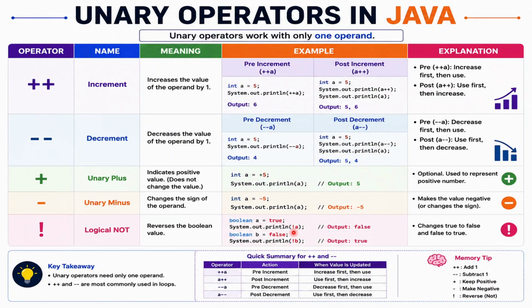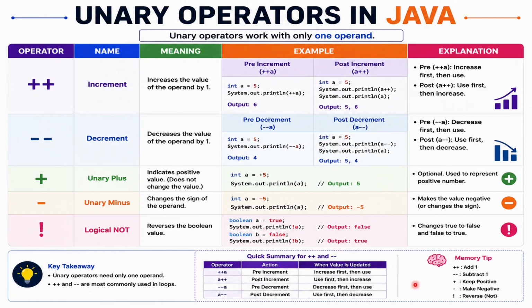System.out.println, if we apply not of a, it will become false, and similarly if we apply not of false, it will become true. So quick summary for increment and decrement operator. We have operator, we have action, and when the value is updated. In pre-increment, it increases first then uses. In post increment, it first uses then increases. In pre-decrement, it first decreases then uses. In post decrement, it first uses and then decreases.